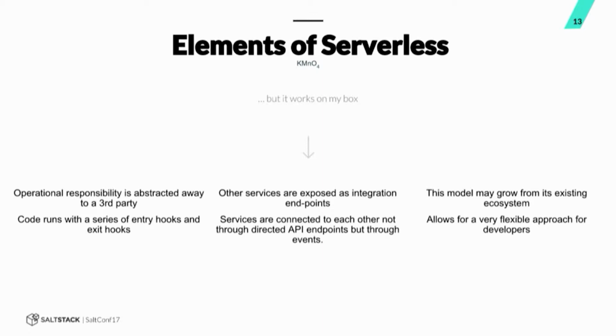Code runs within a series of entry and exit hooks. Other services are exposed as integration components or endpoints, if you will. And the services are connected together, not necessarily through an API, but through these events that are happening. And this really lends itself to what Salt does from an event-driven orchestration standpoint, to be able to do this type of behavior very easily. And of course, the model could grow from its existing ecosystem, and it allows for a very flexible approach for developers. So they don't have to worry about the back-end things of what's going on in order for them to get their code out.